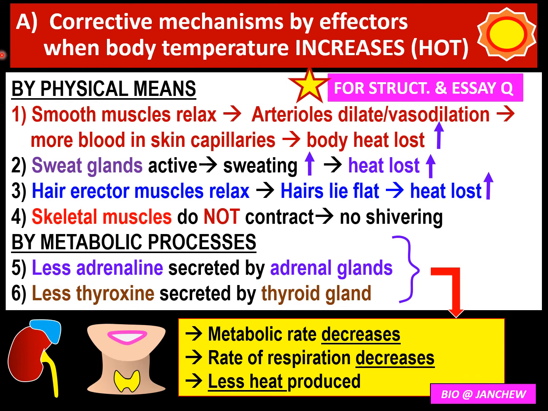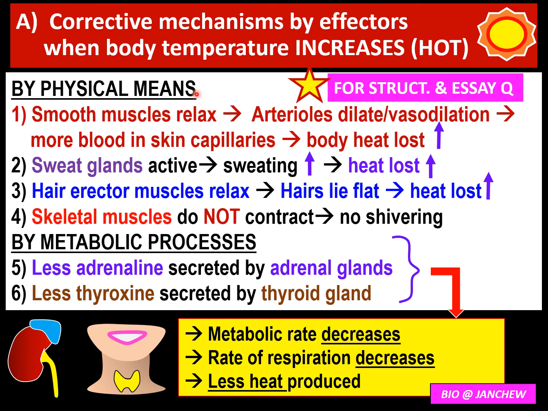So far we have discussed 3 structures in the skin that act as effectors to regulate body temperature. So let's discuss the rest of the effectors and let us go through all the corrective mechanisms carried out by effectors when the body temperature increases or decreases. For this first part, we'll discuss corrective mechanisms by effectors when body temperature increases to be above the normal range, when the person is feeling hot.